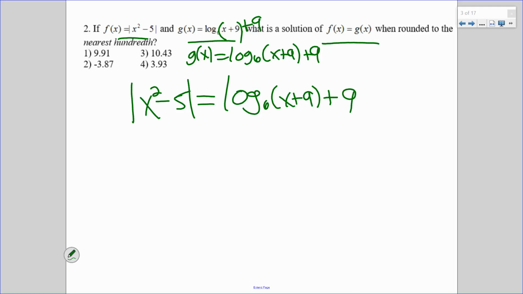Now, can you solve this algebraically? Well, I didn't teach you how to do this algebraically. Can I solve this algebraically? Maybe? But that's irrelevant. I can solve this graphically. I can graph that. I can graph that. And I can see where they intersect. So I'm going to go back to my calculator.